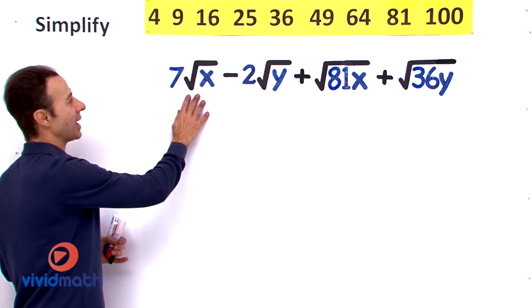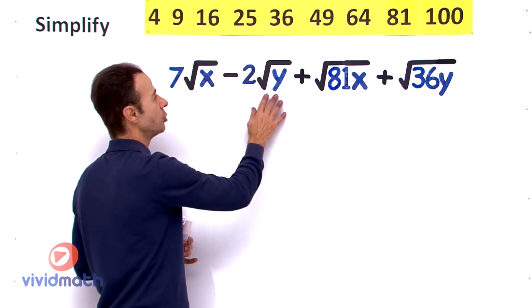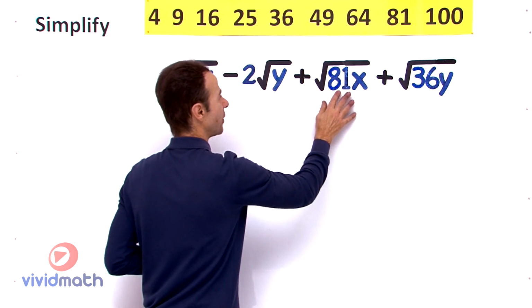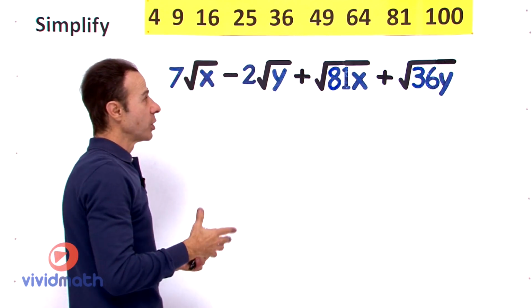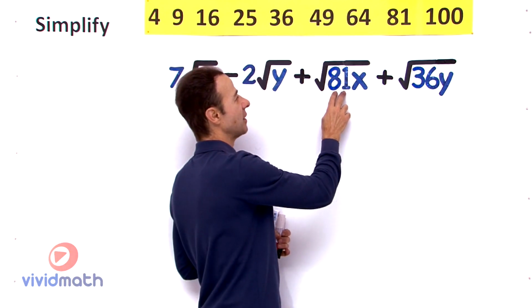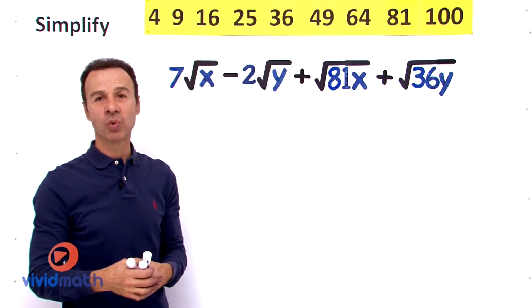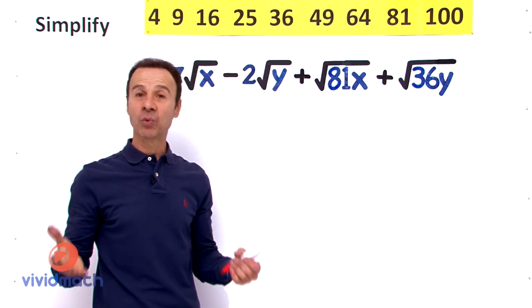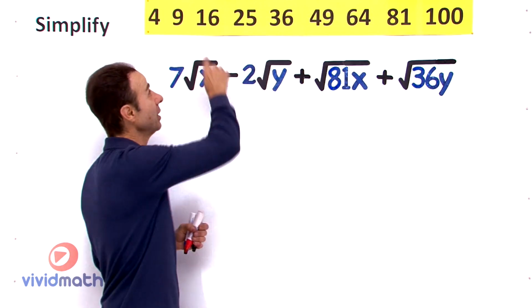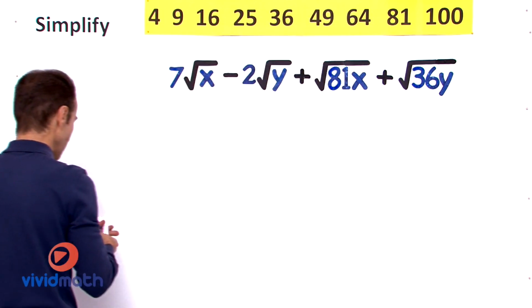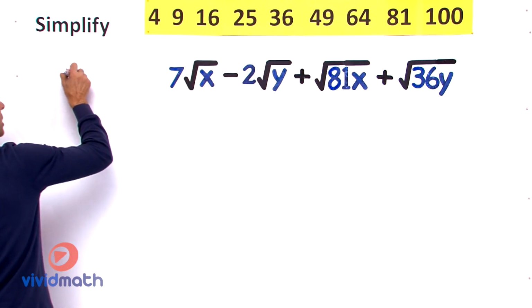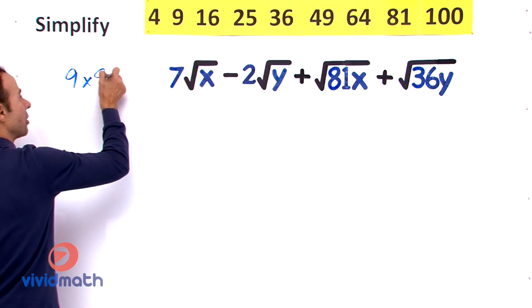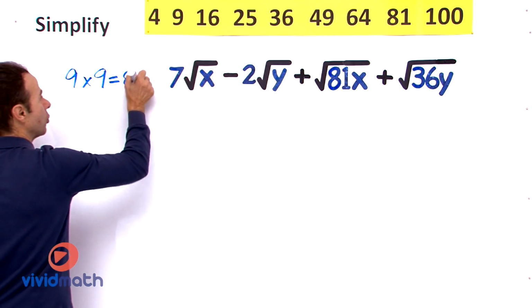Well, the 7 root x, that's pretty simple. Minus 2 root y, pretty simple. Let's simplify this guy here. So we've got to come up with two numbers that give us 81. What times what gives us 81? And one of them needs to be a perfect square, as we have up there. Well, that's going to be 9 times 9. Many of you already know that equals 81.